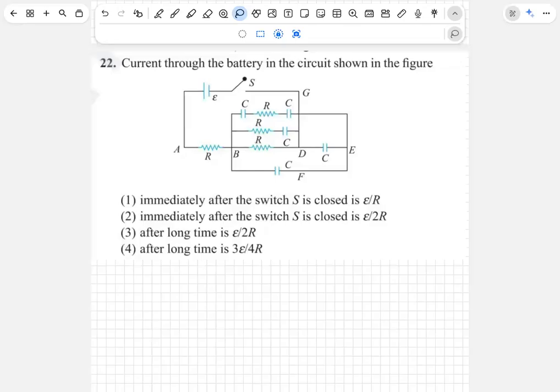Immediately after closing the switch, that's the path. Anyone having doubt on this, please raise your hands right now. Immediately after closing the switch, that's the path. Any doubt? Anyone in the class? Right. So that current is going to be E by R.